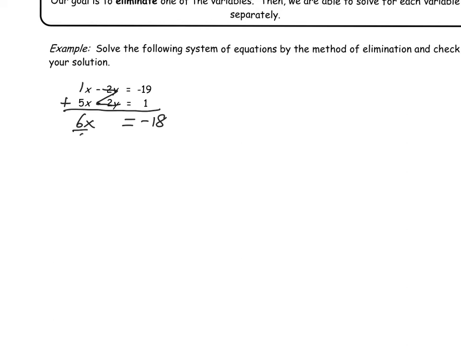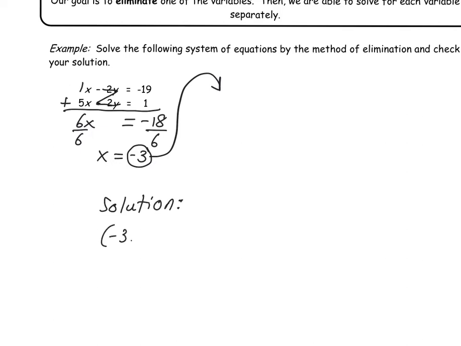So in order to solve, I divide both sides by 6. I get x equals negative 3. Okay, now I know x, but I don't know y. So I take that back up and I substitute it in for x in one of the two equations. It makes no difference which one. Whatever one you think is easiest. I look at the first equation and I see that it's x minus 2y equals negative 19. So I'm going to substitute it in there. That means negative 3, take away 2y equals negative 19.